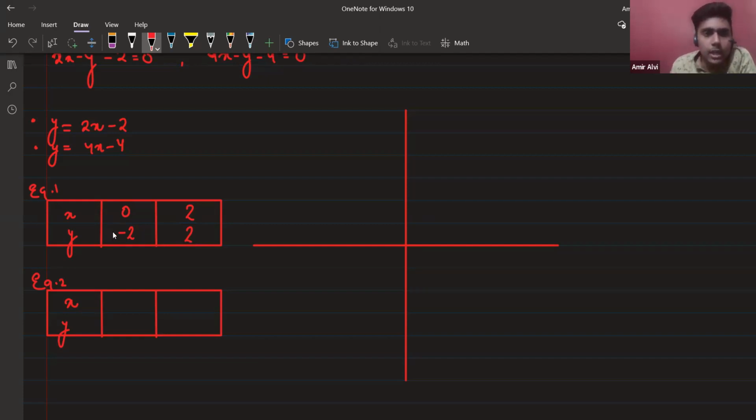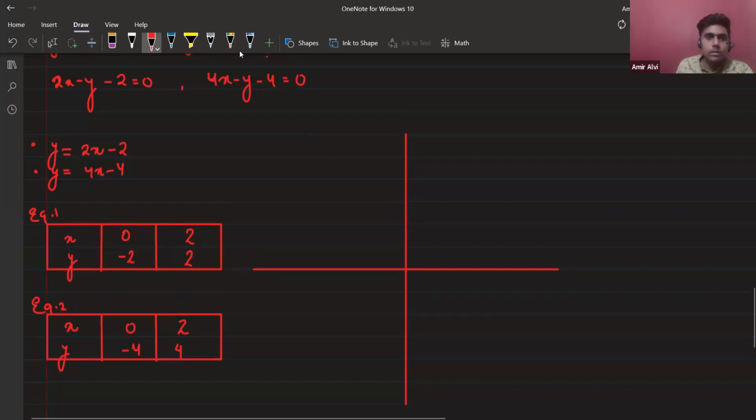Okay, that's great. So we have done the 2 points for this equation. This is equation 2. Now tell me, if I put 0, what will be the value of y? -4. If I put the value of x as 2, then 8 minus 4 is 4. Got it?